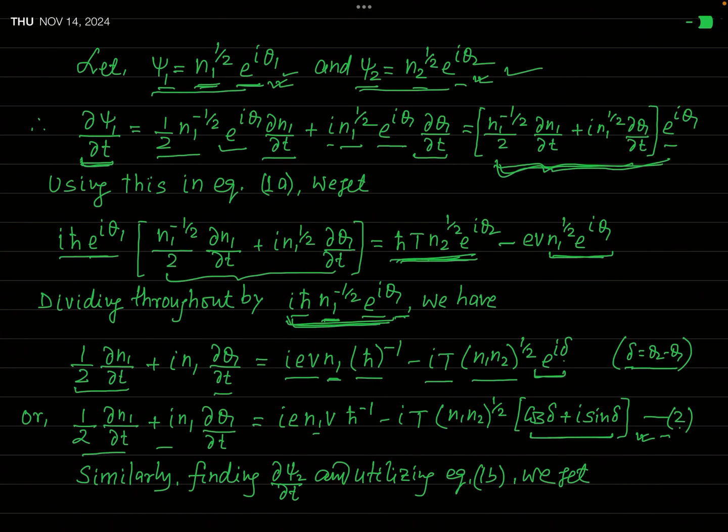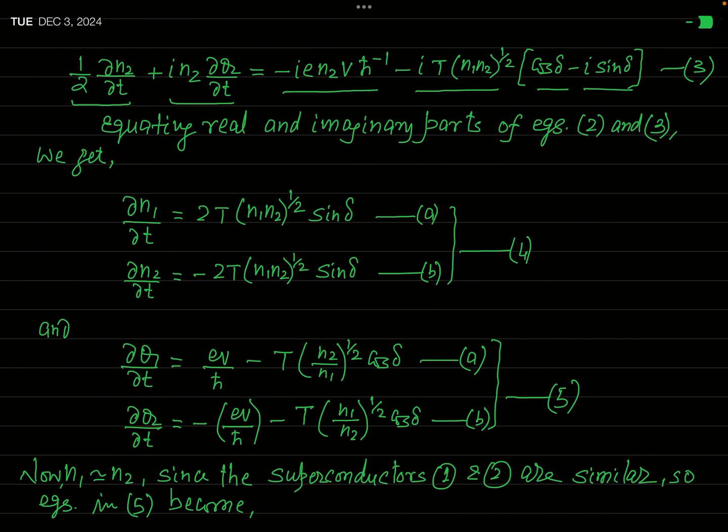Why minus? Because here there will be δ equal to minus (θ2 minus θ1), because in this case you will have θ1 minus θ2. So there will be e^(-iδ), instead of which we will write cos δ minus i sin δ.